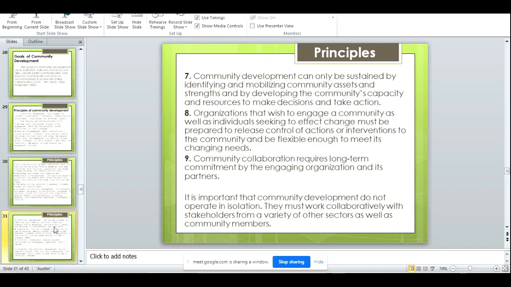So it is important that community development do not operate in isolation. They must work collaboratively with stakeholders from a variety of other sectors as well as community members. So you want to work with the private sector, the public sector, the community members, the faith-based leaders, the urbans, the traditional leaders, and all that.